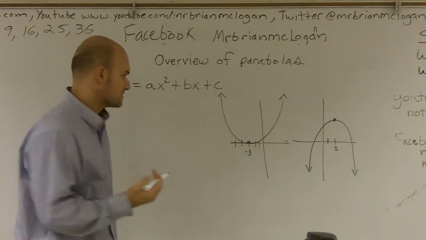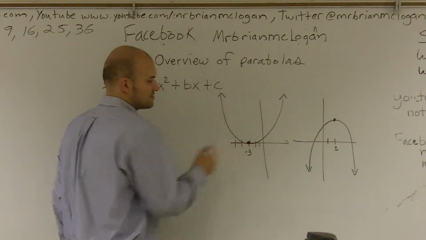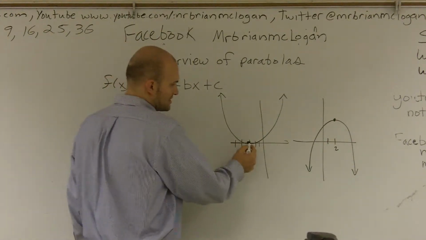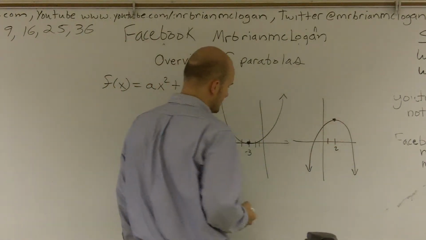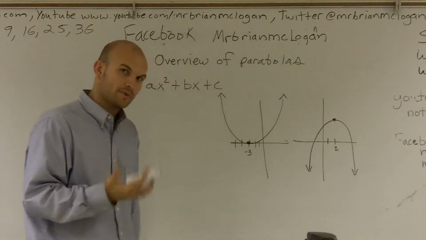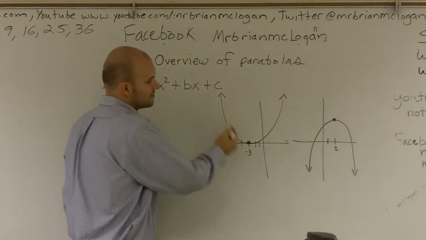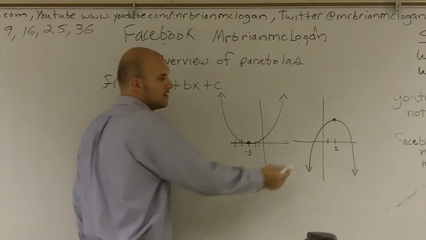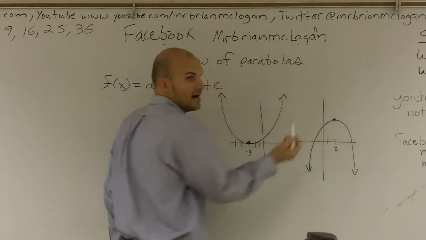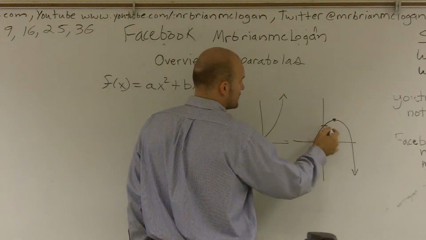Now, when we're dealing with a parabola, there's a couple of special features. First are these 2 points that I made. All right, and what these 2 points represent is what we call a vertex. So the vertex is either the bottom, the lowest point of a parabola, or the top, the highest point of a parabola.